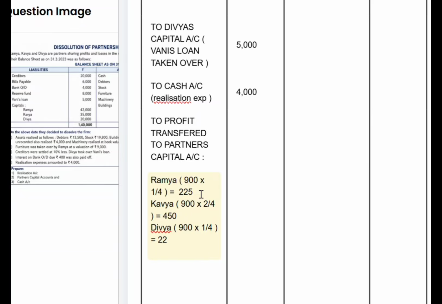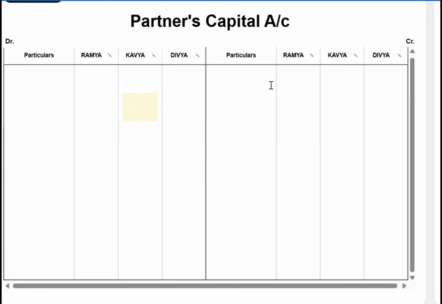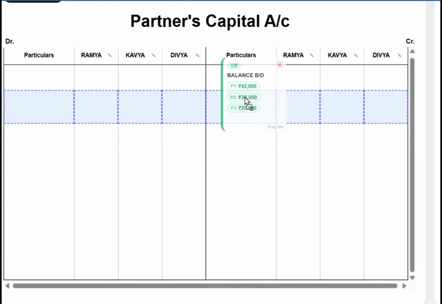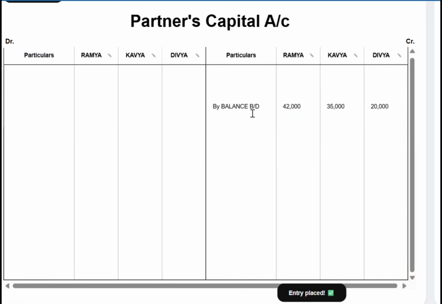So this is the profit that is transferred to the partners' capital accounts. So this is the realization account. Now let us prepare the partners' capital account, the second account in the dissolution. First, in the partners' capital account, we have to bring down the opening balance, that is the capital of all the partners given in the old balance sheet. So the balance should be brought down on the credit side as by balance brought down: 42,000 for Ramya, 35,000 for Kavya, and 20,000 for Divya.